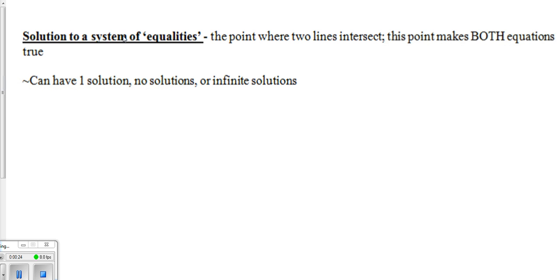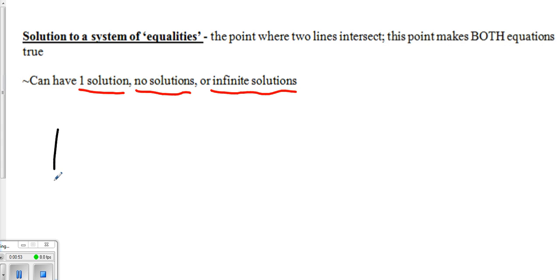Now a system would be two different equations put together. So anytime you have two different equations, they'll make two different lines, and either those lines can cross at one point, so we'd say there's one solution. I'm going to underline that here. Those lines can be parallel, so there would be no solutions, they would never cross, or they can be the same exact line. They can have two equations that show the same exact line, so there'd be infinite solutions.